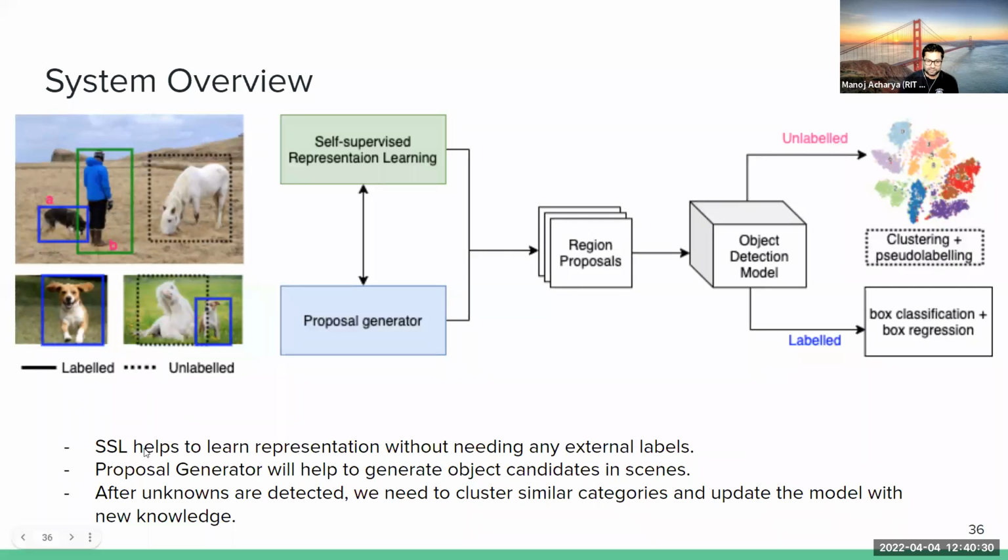After this, the next component we want to have is a known versus unknown detector. After the unknowns are detected, we need to cluster similar categories together and also update the model with this new knowledge. So clustering and pseudo labeling is the next big important portion of this model.